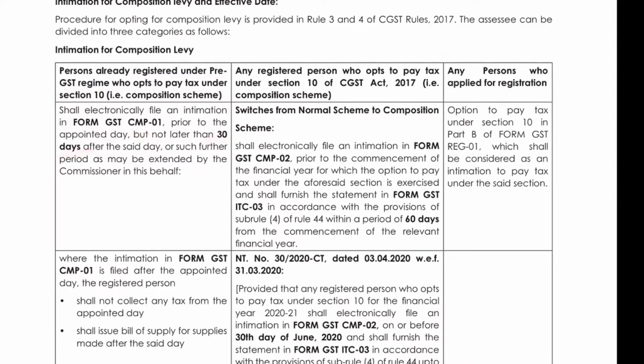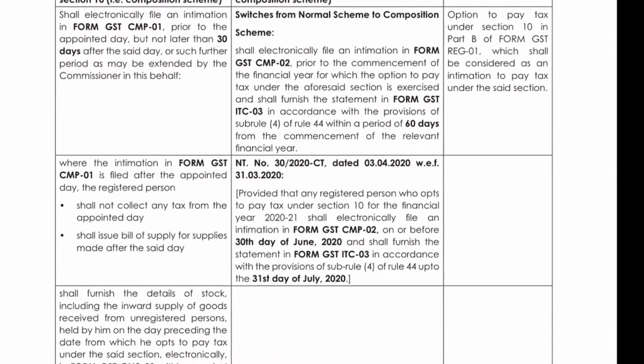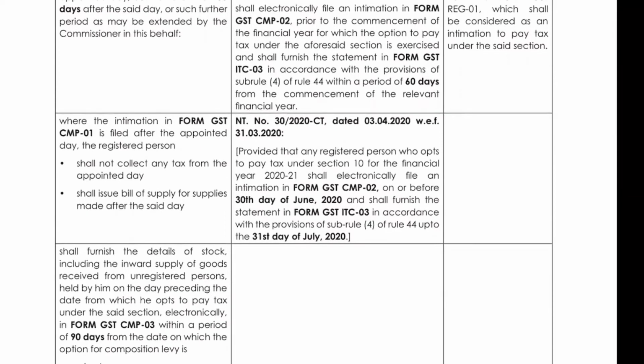So where the intimation in form GST is filed after the appointed date, it is effective from the day when it gets approved, correct? Shall not collect any tax, shall not issue a bill of supply for supplies made after the day set. Okay, so there is one more, just give me a second.